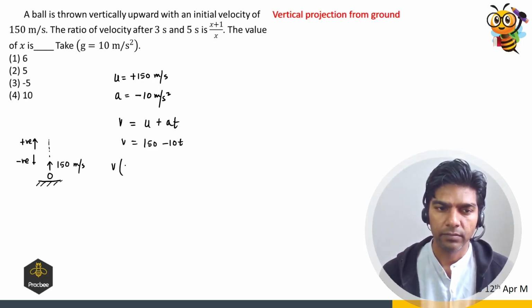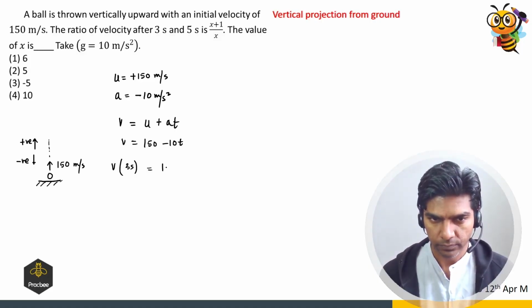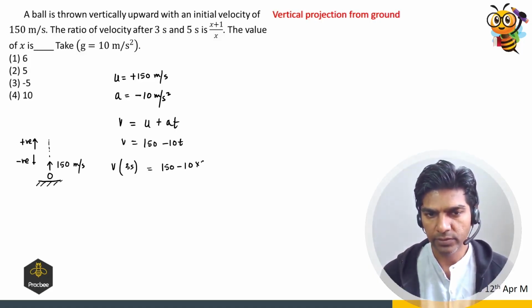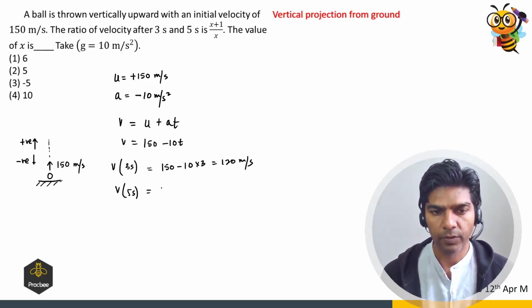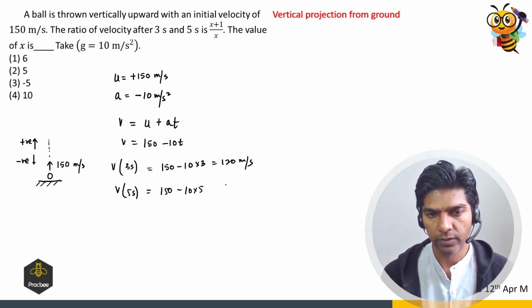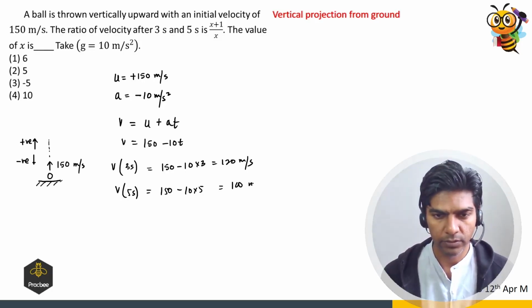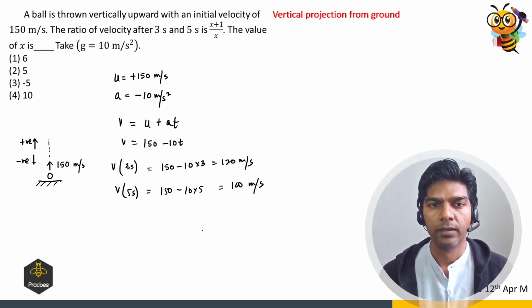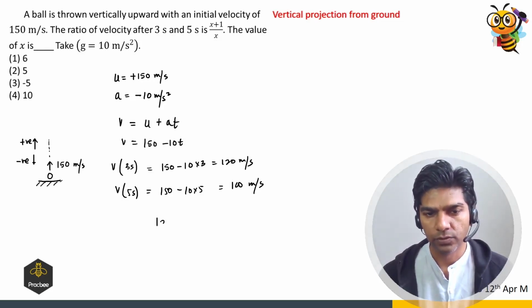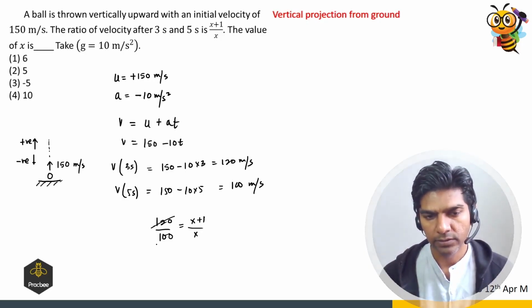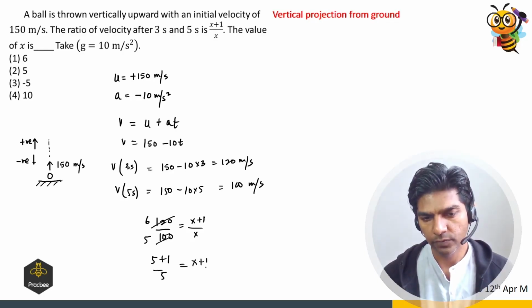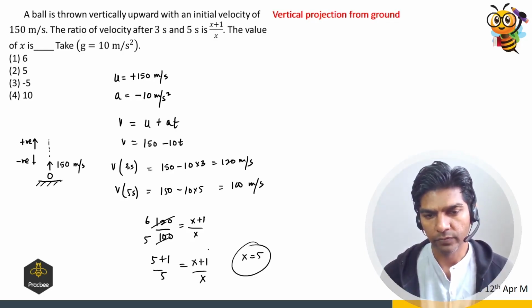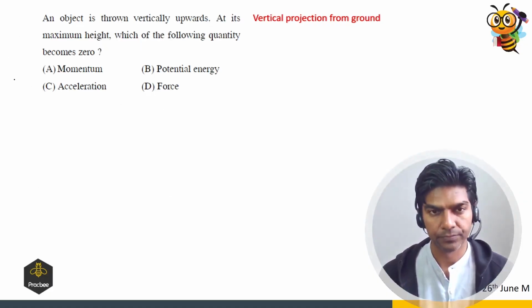So velocity at 3 seconds will be 150 minus 10 times 3, that will be 120 meters per second. And velocity at 5 seconds will be 150 minus 10 times 5, which is 100 meters per second. So the ratio of these two, 120 upon 100, is given as x plus 1 by x. And this is nothing but 6 by 5, or 5 plus 1 by 5 is equal to x plus 1 by x. So x is 5. So option 2 is the right answer.